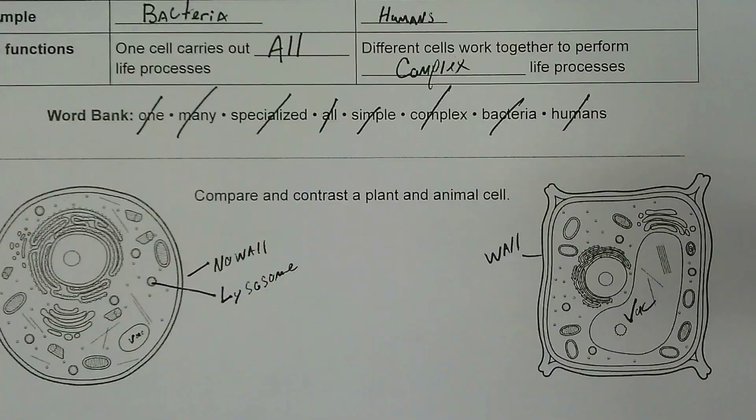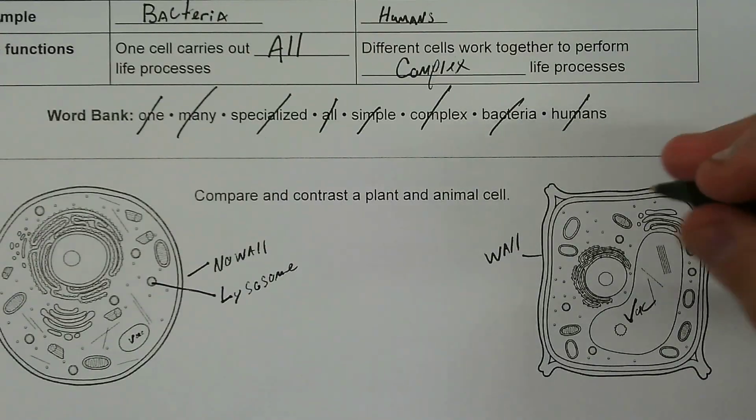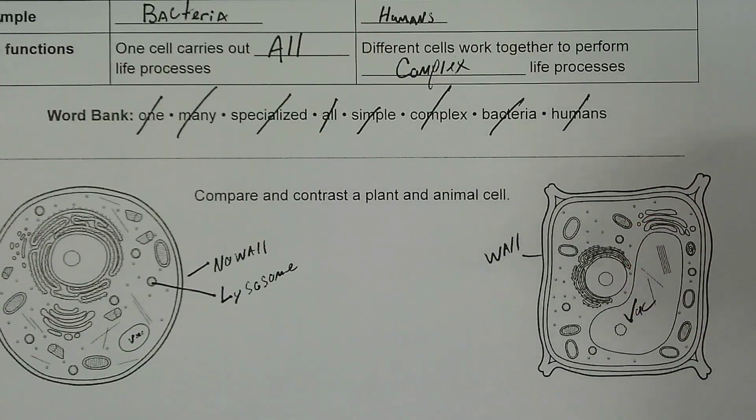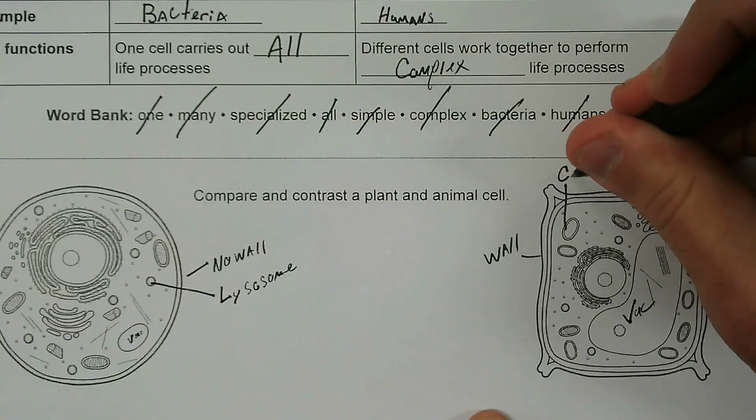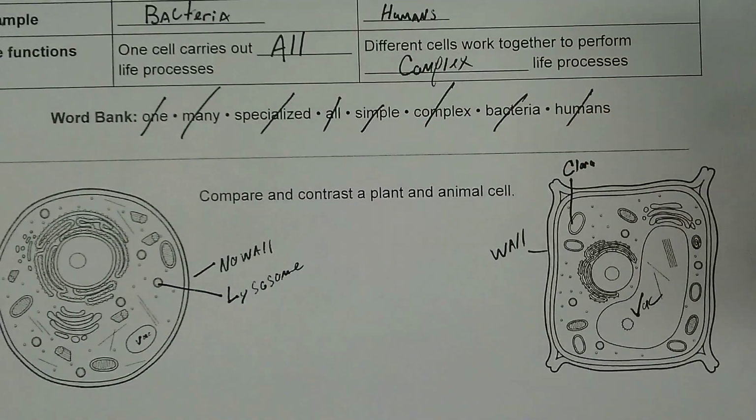What else do we know? Where are they at? Oh, I don't have the great little double nickel. We got our chloroplasts. We have our chloroplast. Very similar things, plant and animal cells, very similar. Main difference, cell walls, chloroplast, lysosome.